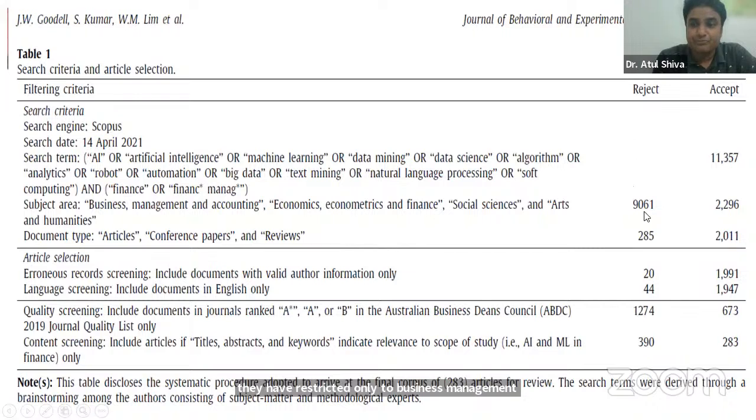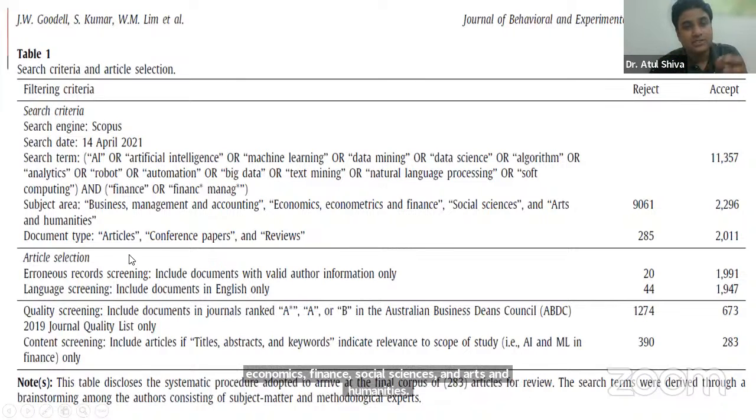So they have rejected 9,000 papers. Might be the 9,000 papers are from the engineering division. So only 2,296 are related to business management, economics, finance, social sciences, and arts and humanities. They have further restricted their research to only articles, conference papers, and reviews.